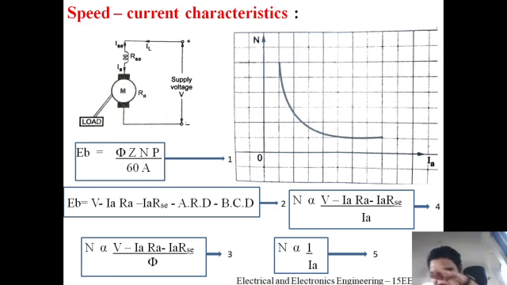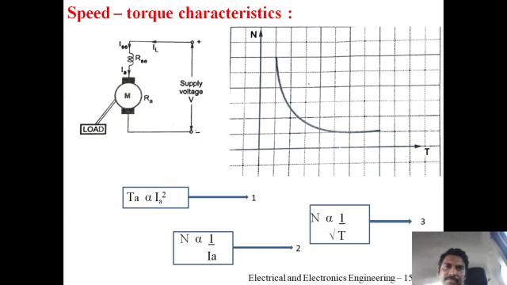So always there should be some load, there should be some light load. Whenever you start a DC series motor, it should start with some light load. At no load it runs at very high speed, which is very dangerous and will damage the motor mechanically, hence it should never be started without load. This one you have to remember.